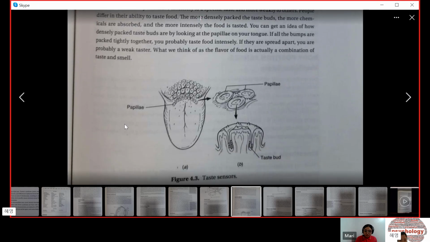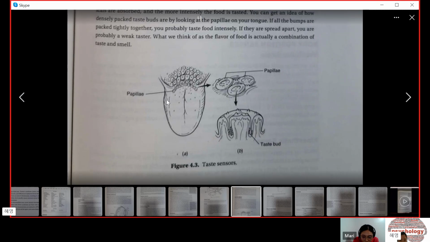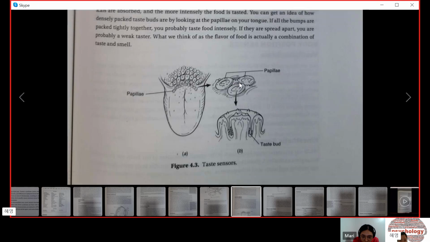This is our tongue. So here, this is the papillae, and then there is a taste bud.